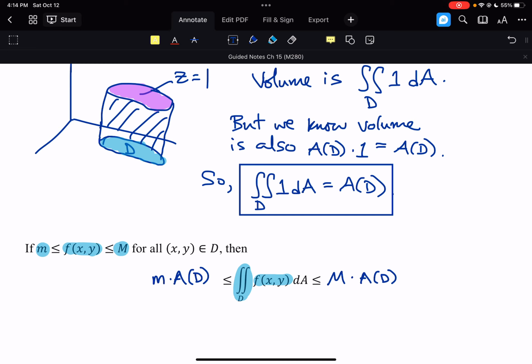But that is the end of section 15.2. That is our introduction to double integrals over general regions. When we come back in the next section, we're going to be looking at new types of regions for us to evaluate double integrals with respect to, and I will talk to you all in that next section.